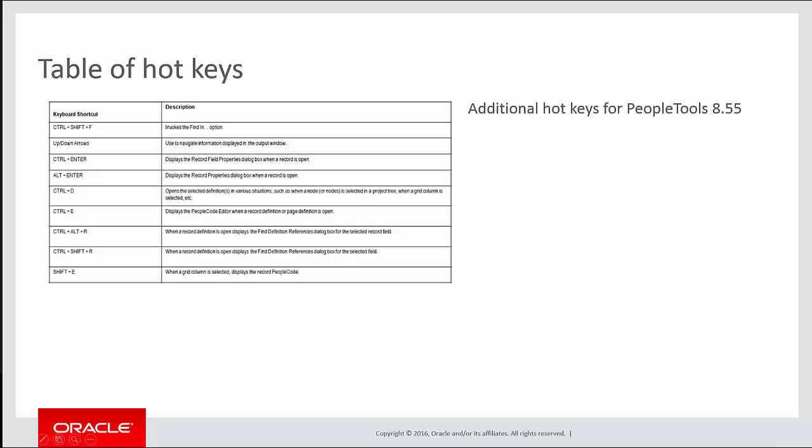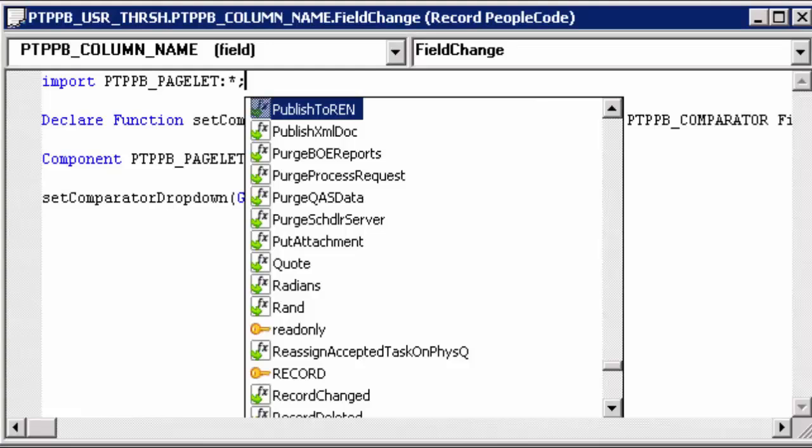View the list of additional hotkeys introduced in 8.55. Press Ctrl plus spacebar to display keywords in the autocomplete pop-up. Notice that keywords are marked with a key icon. You can access Help, or F1, from the autocomplete pop-up window for an item on the list. This completes our demonstration of the Application Designer enhancements.